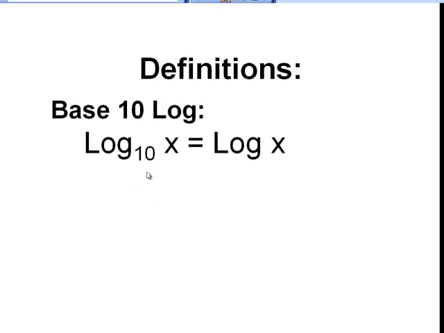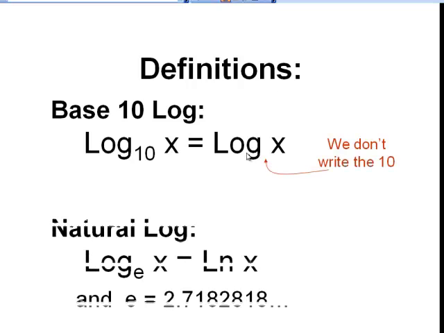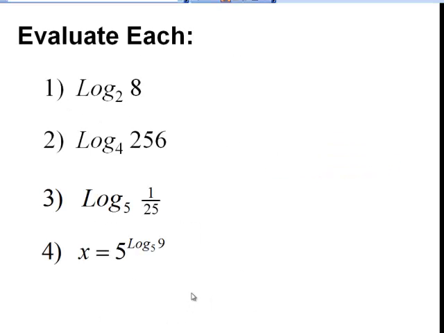Now some definitions. Base 10 logarithm is the log that's on your calculator. That's a base 10 logarithm. We don't just write the 10. Now ln is also on your calculator. That is a base e, where e is 2.71828, Euler's number.